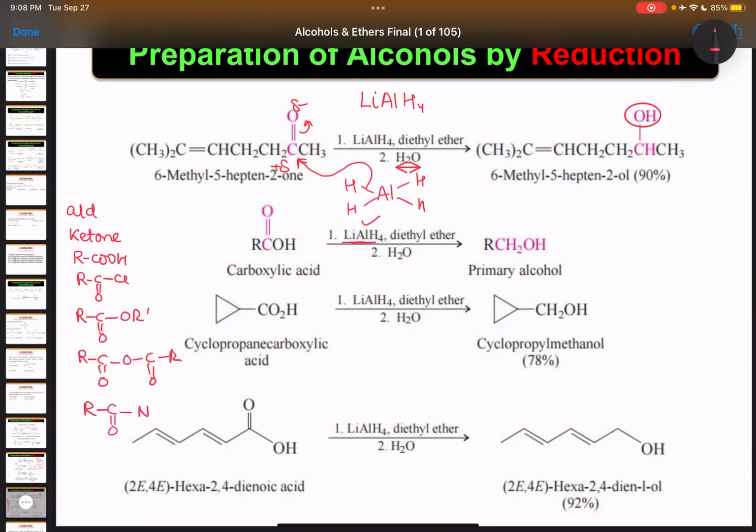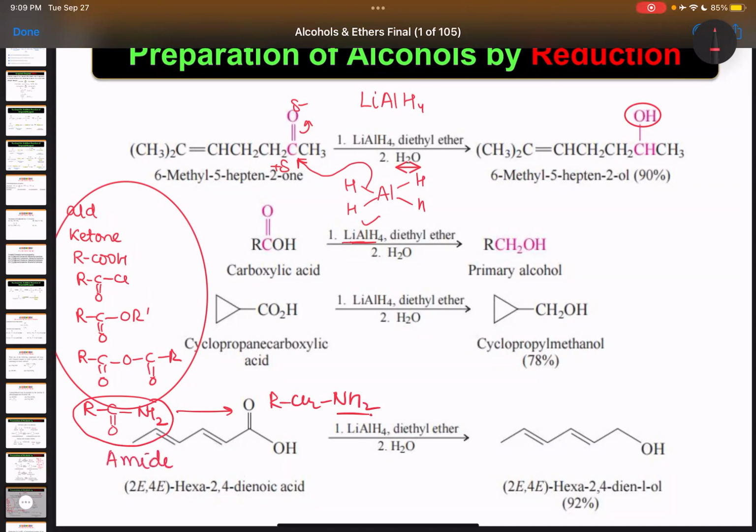So let me tell you one very important thing. All of these will give you alcohols. This one will give amine. This is a very, very important thing, which will be used in the amine chapter. But sir, the CONH2 group is called amine. Amide, carboxylic acid amide, or acid amide, and this is amine.